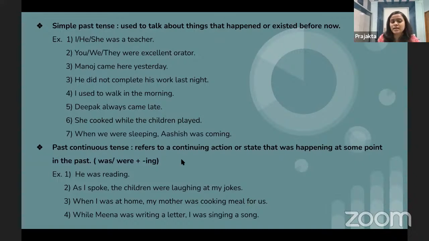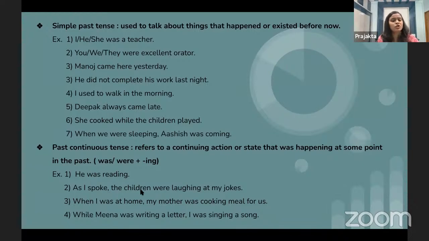See the next tense. Past continuous tense refers to a continuing action or state that was happening at some point in the past. Okay, see the formula: was/were plus ing. Past continuous means past में कोई चीज हो रही थी. Okay, continue थी, process actions event continue था. See the example. He was reading, वो पढ़ रहा था.